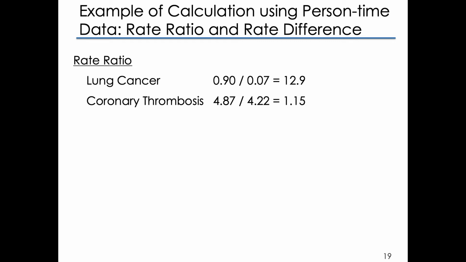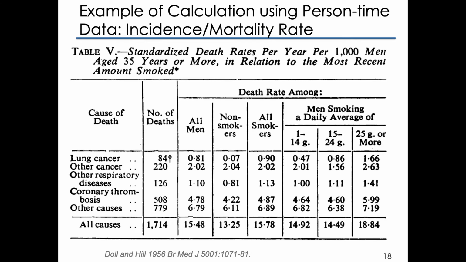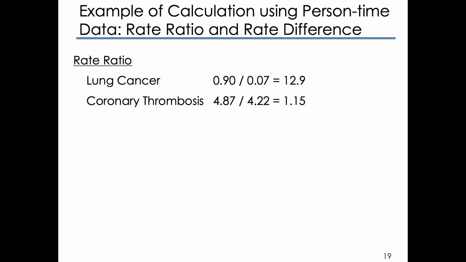If we look at another row that was in the previous table, so let's go back to coronary thrombosis, which is the second from the bottom, they show 4.22 deaths per 1,000 person years among non-smokers and 4.87 deaths per 1,000 person years among smokers. Sorry, per 1,000 person years. And then the ratio of those two is 1.15.